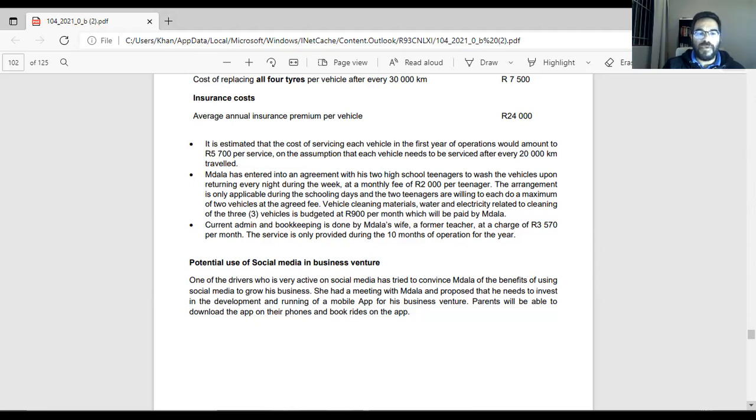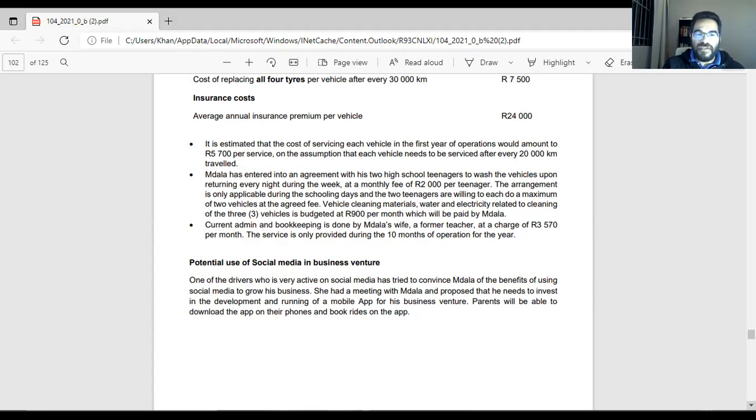Madonna has entered into an agreement with 2 high school teenagers to wash the vehicle upon returning every night during the week at a monthly fee of 2,000 Rand per teenager. So let's see how much that is per day. 2,000 Rand divided by 20 days, 100 Rand per wash. Okay. The arrangement is only applicable during the schooling days, and the 2 teenagers are willing to each do a maximum of 2 vehicles at the agreed fee.